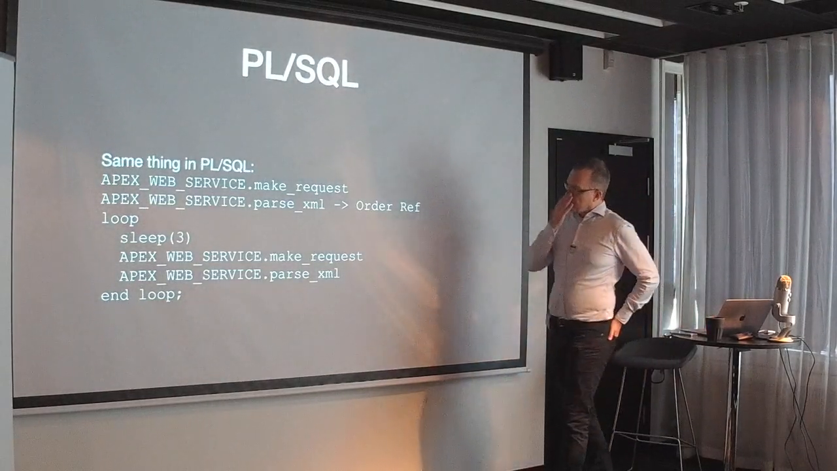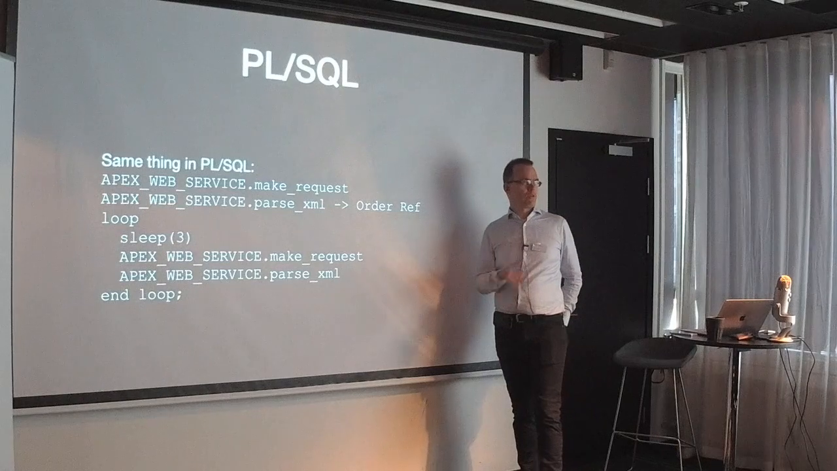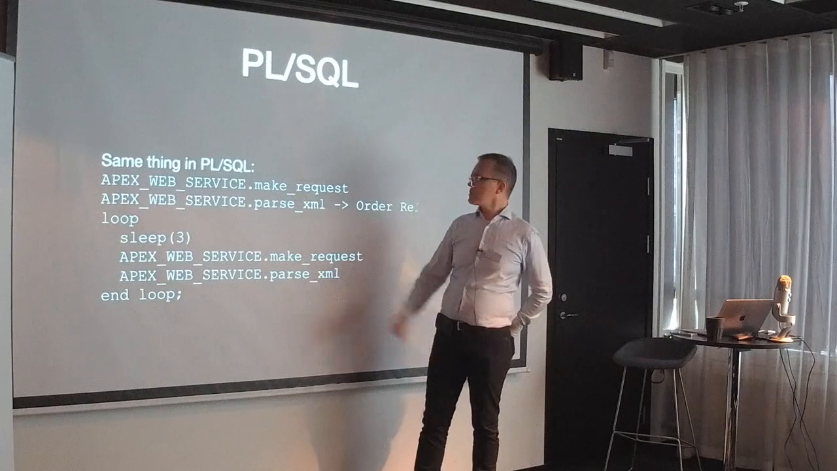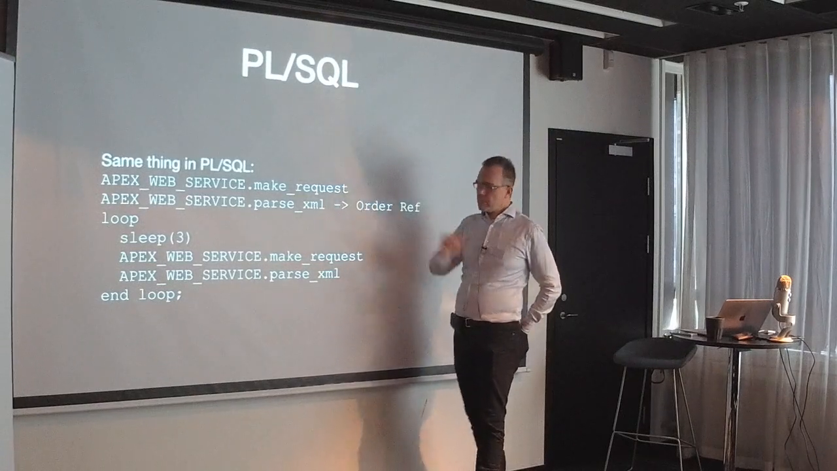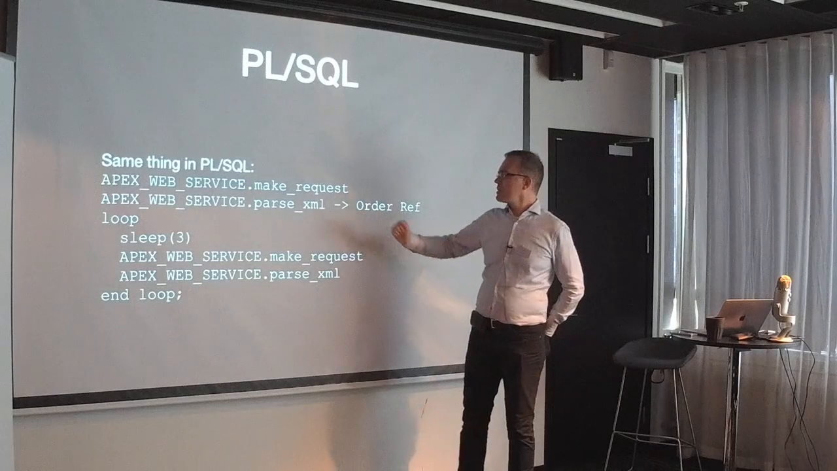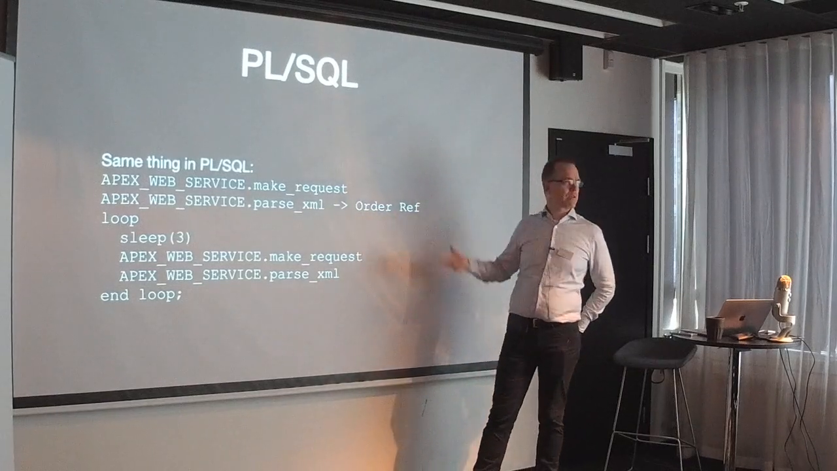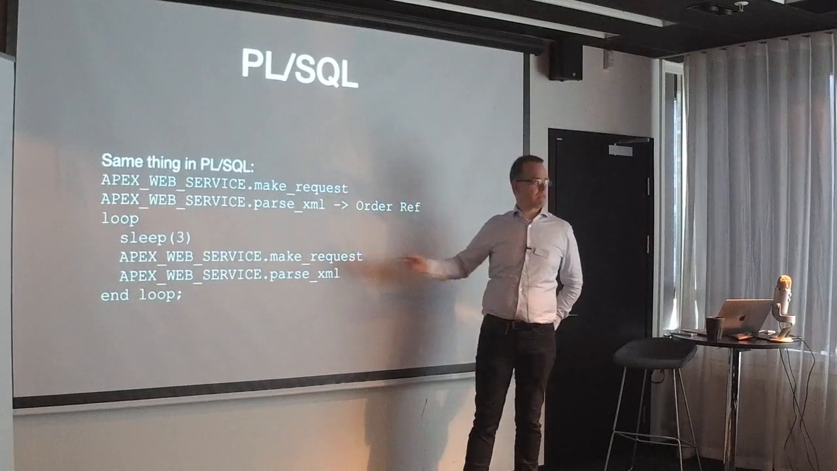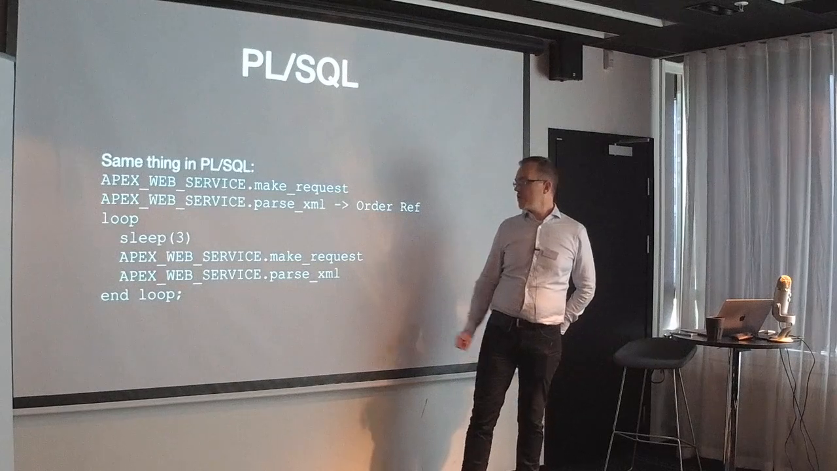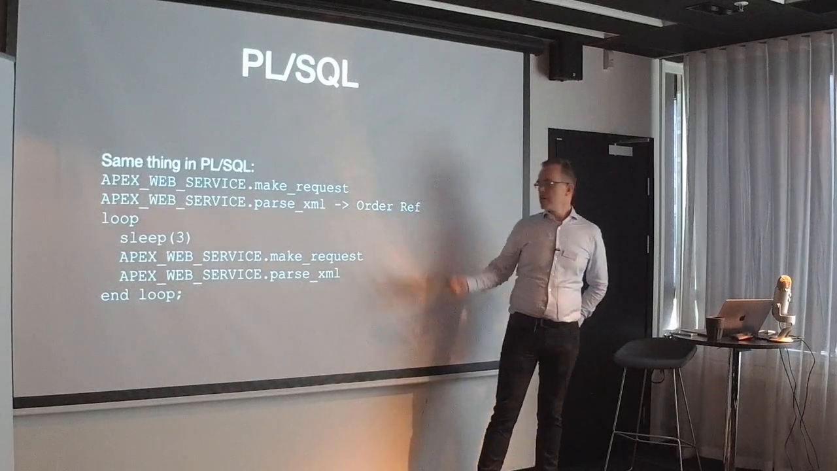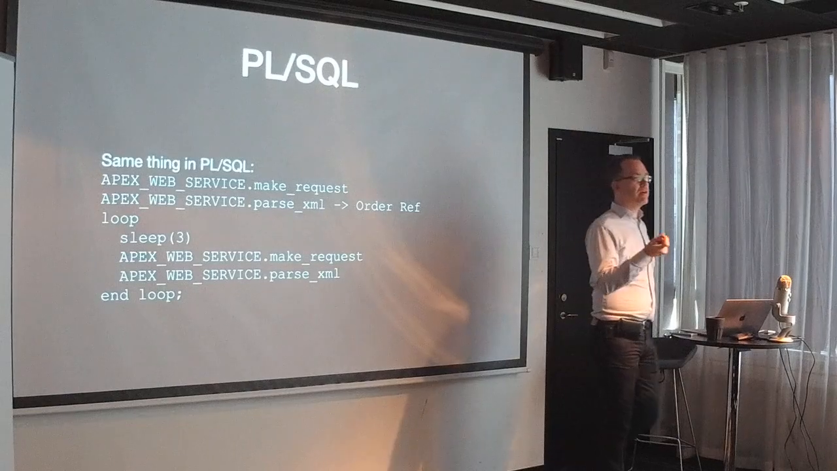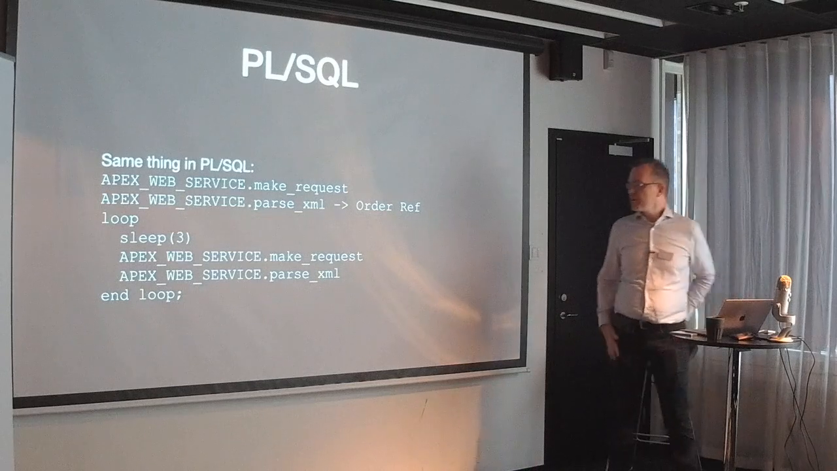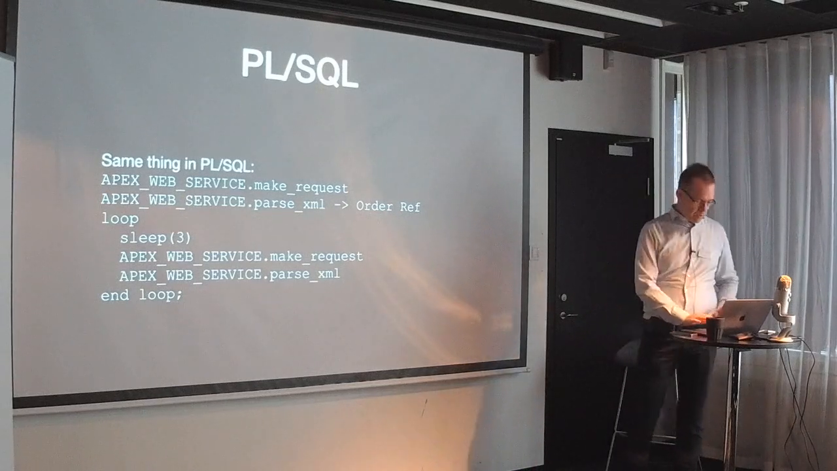So to do this in PL/SQL, we essentially repeat the same things, but there is an Apex web service package. We're going to make a request, and that's going to be the one we want to authenticate a person. Then we parse it to get out the order reference so we can poll if it's complete. And then we're into a loop where we make another request, which is the polling request. We parse the XML to get out the state. Has it been completed yet, or is it still not done yet? So that's what we do.